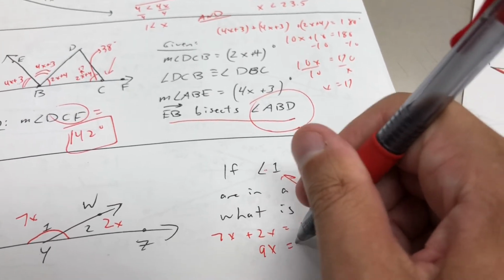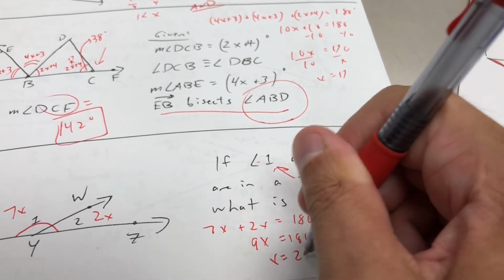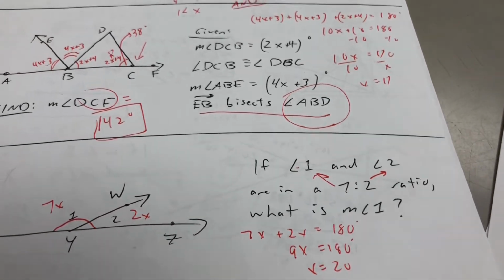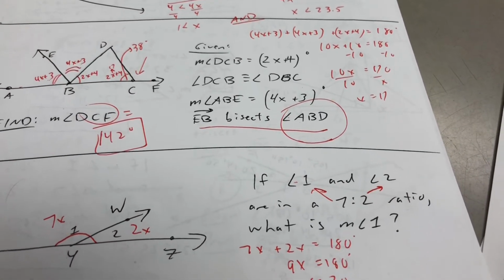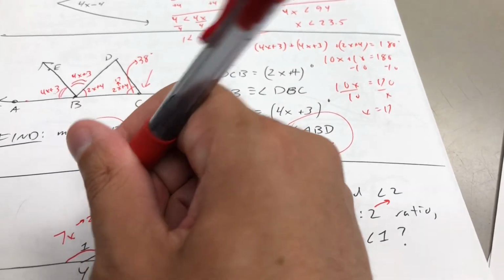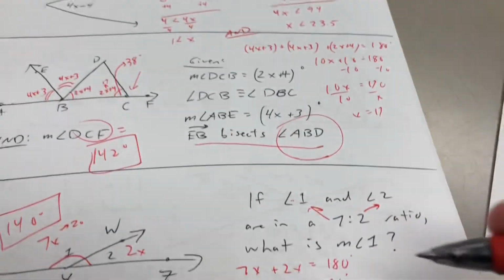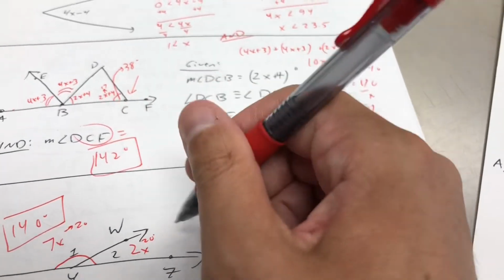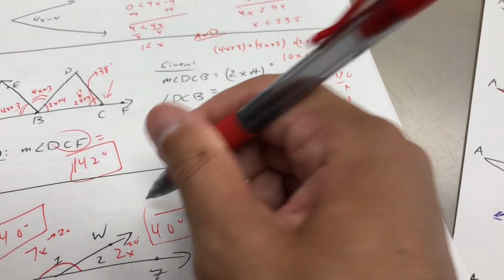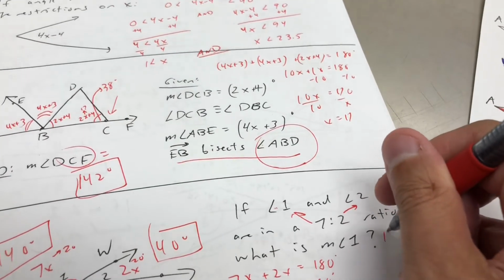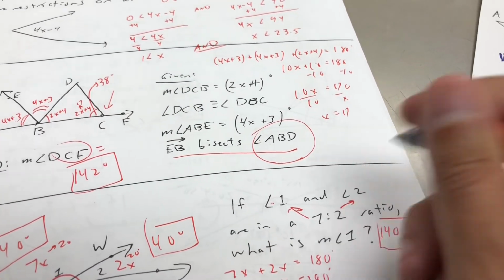It's 9x equals 180 degrees. That means x is going to be equal to 20 if we solve that. And then we can sub the 20 back in. So 7 times 20 is 140 degrees for that angle there. And 2 times 20 on the other side is going to give us 40 degrees for that angle. So that is our final answer.